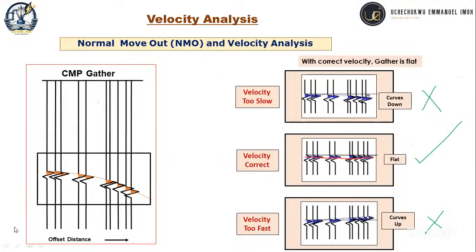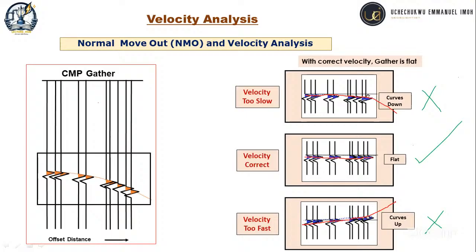So back to what we are saying. If you keep picking the velocities, when you pick the right velocity, the gather will be flattened. When you pick a velocity that is too slow, the gather will still remain hyperbolic, pointing downwards, so it will have this trend. And if you pick too fast a velocity, it will point upward this way.